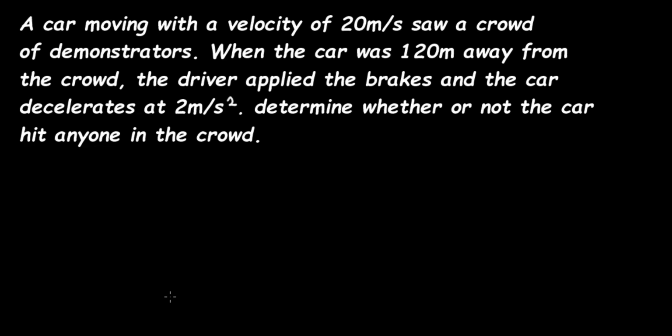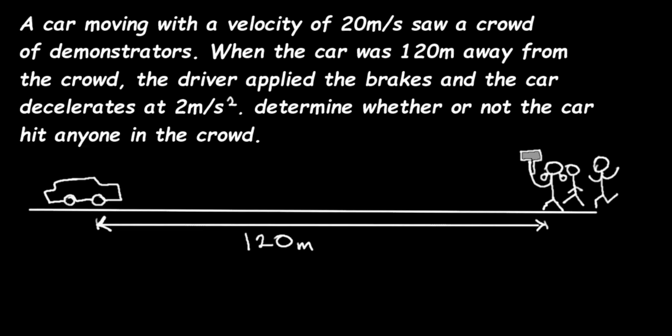A car moving with a velocity of 20 meters per second saw a crowd of demonstrators. When the car was 120 meters away from the crowd, the driver applied the brakes and the car decelerates at 2 meters per second squared. Determine whether or not the car hit anyone in the crowd.